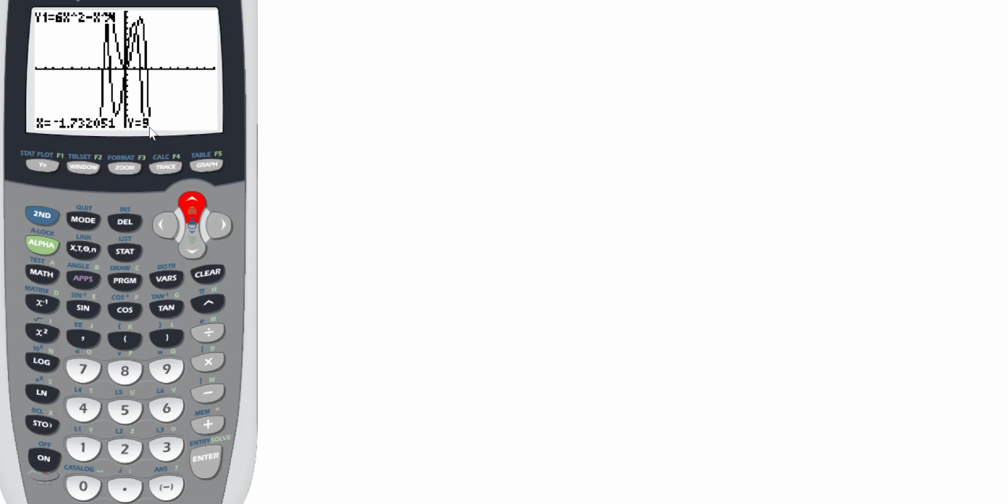I don't have to type it in again. I can just switch back and forth. So again, if I cursor down, of course it's 0 because I found the 0 of the derivative, and if I cursor up, I'm now on the new equation.